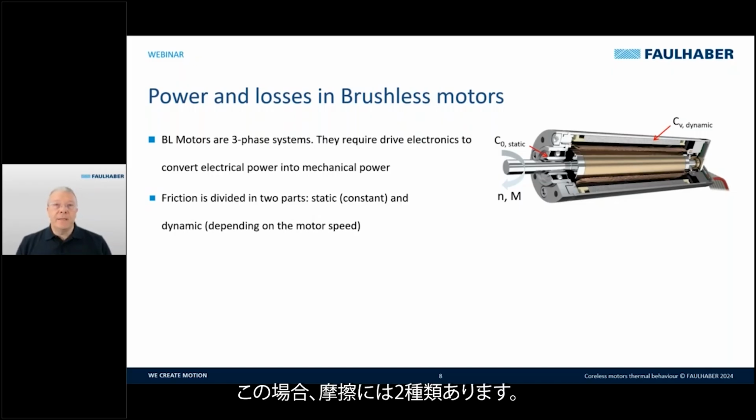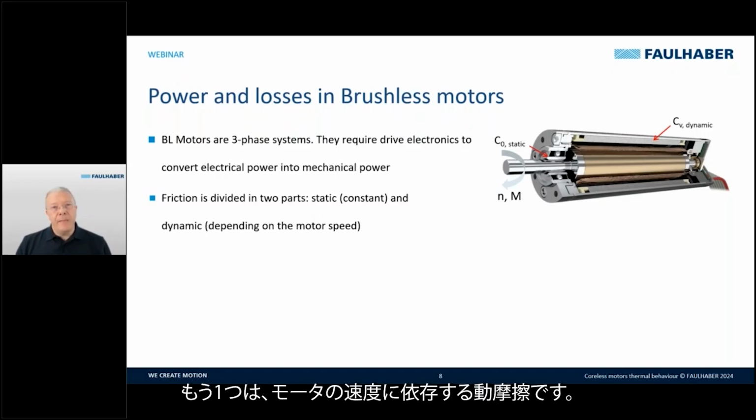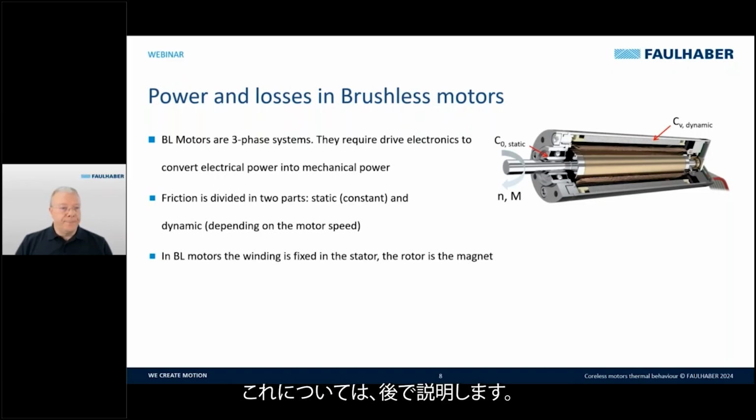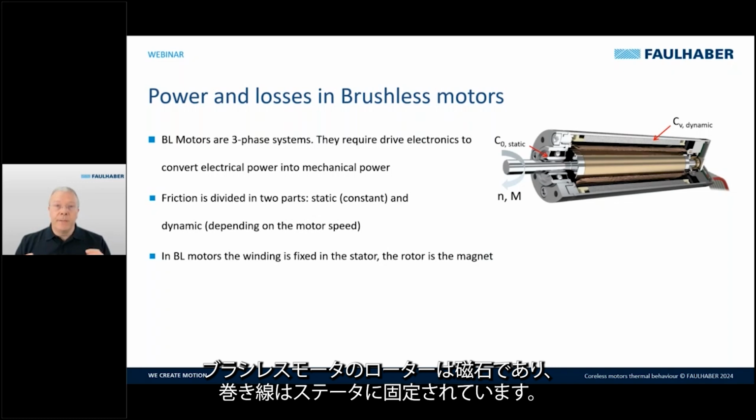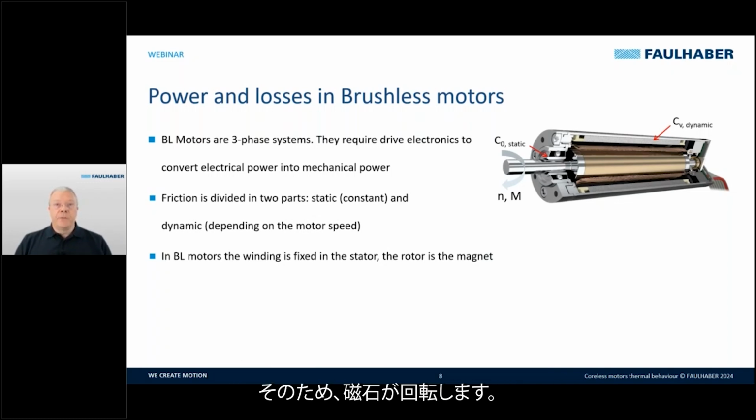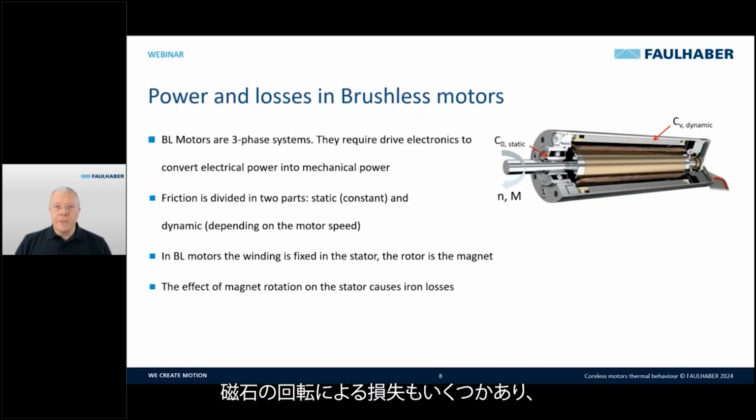And so in this case, there are two parts of friction. The first one is a constant part, the so-called static friction. And then we have a dynamic friction depending on the motor speed. We will see more about this later. In a brushless motor, the working principle is different in comparison with a DC motor. We have the rotor, that is the magnet, while the winding is fixed in the stator. So the magnet is rotating in this case. For this reason, we also have some losses due to the rotation of the magnet, and the losses are located in the stator.